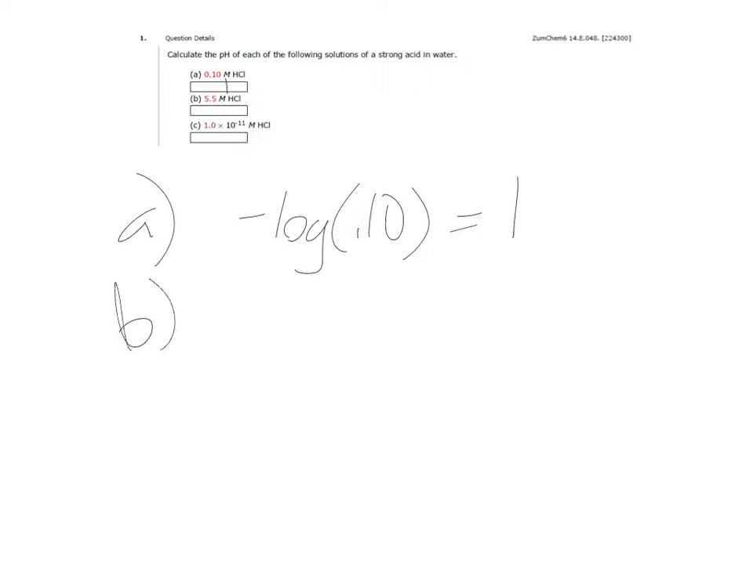For part B, negative log of, this time they give us 5.5 molar, and we get a negative 0.74. Yes, it is possible to get negative pH values. There's no particular reason why the pH scale stops. Do note that 5.5 molar is quite a high concentration, and you don't often see concentrations much above that. But in this case, we do get a negative pH, and that's possible.